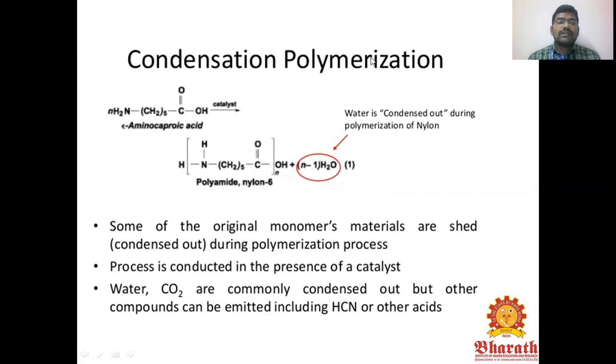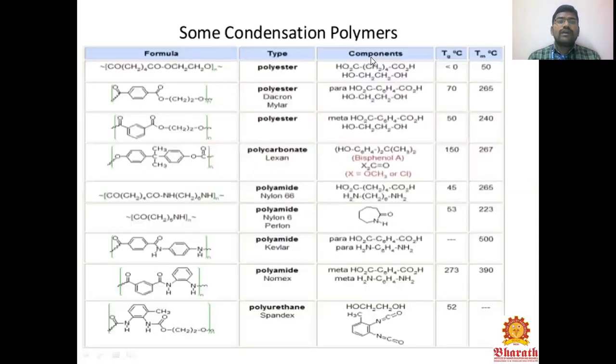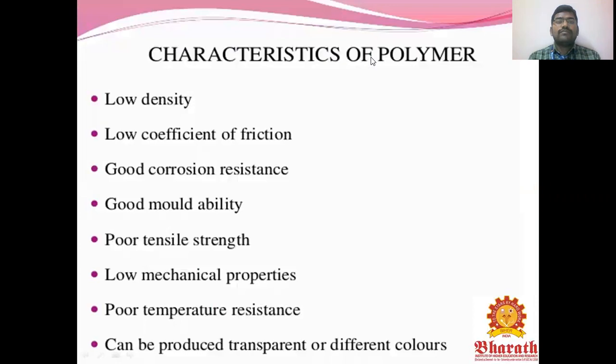The process is conducted in the presence of a catalyst. Water and carbon dioxide are commonly condensed out, but other compounds can be emitted, including HCN or other acids. Some of the condensation polymers shown here are polyesters like Dacron, polycarbonate, polyamide, and polyurethane. There are different types of polymers you are using for the condensation process.